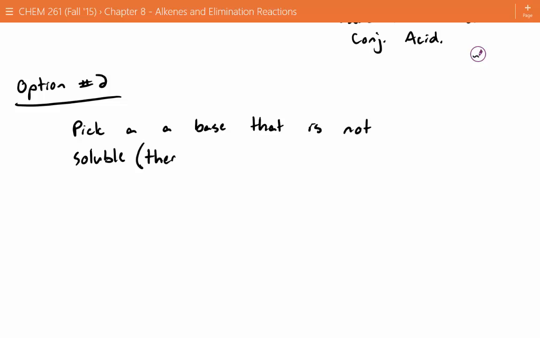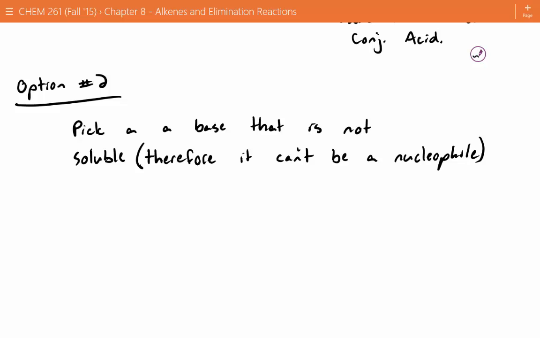Therefore, it can't be a nucleophile. A nucleophile has to be soluble. That's a good question. So the question was, how can a base work if it's not dissolved? Acid-base chemistry is unique. It can happen at interfaces, at a surface. It doesn't actually have to be in the bulk solution to occur.